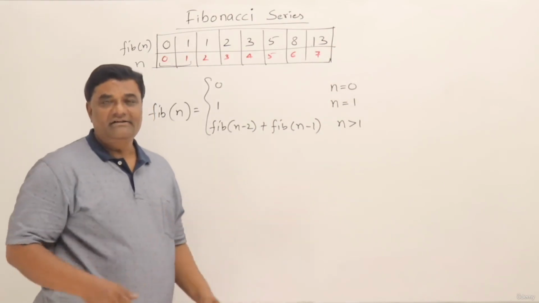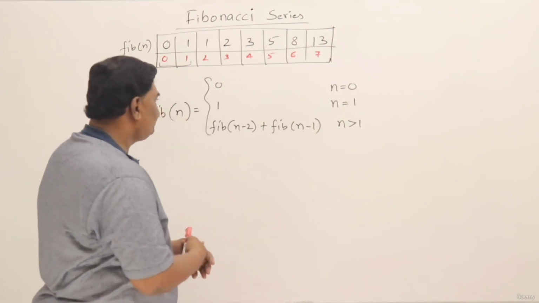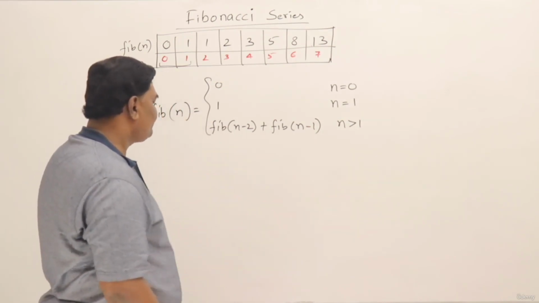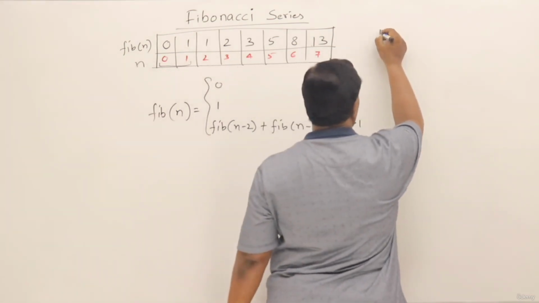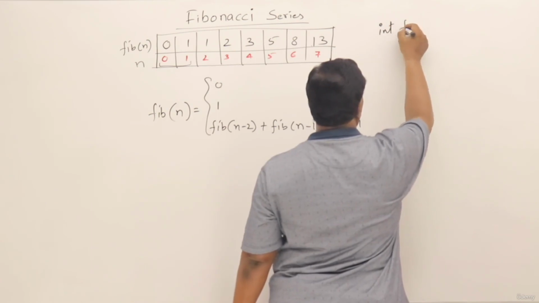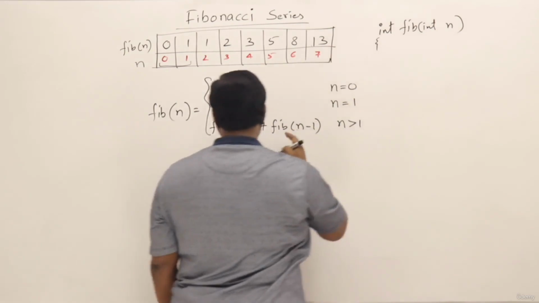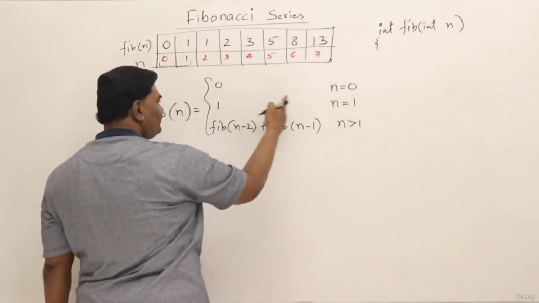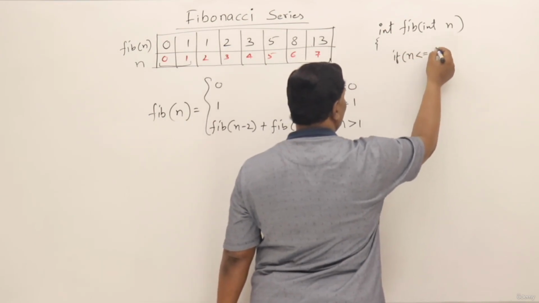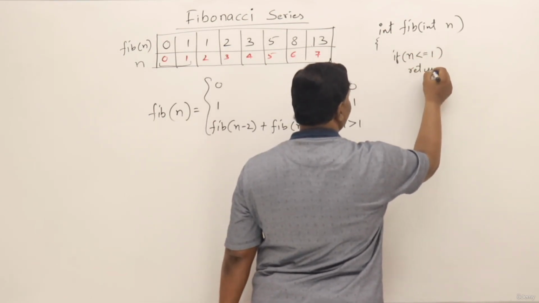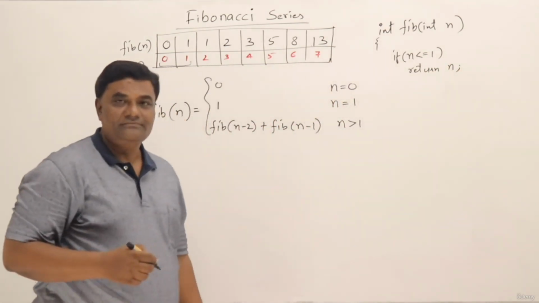So first let me write a recursive function for Fibonacci series. Based on this recurrence relation, or this recursive definition, I will write a function: integer fib of integer n. So here it says that if it is 0, return 0, if it is 1, return 1. So it means if n is less than or equal to 1, return n itself. Means if n is 1, return 1, if n is 0, return 0.